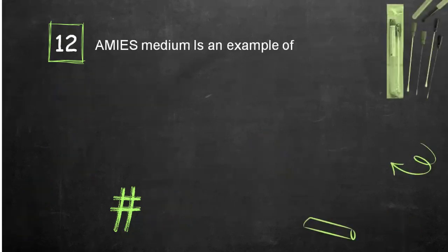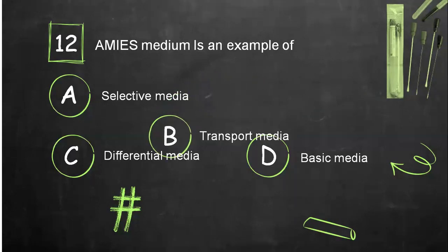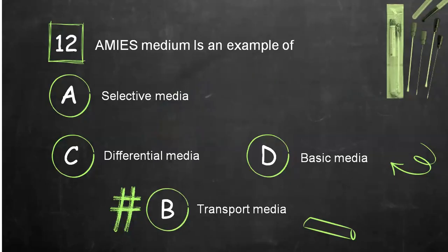Next question. MS medium is an example of option A, selective medium, option B, transport media, option C, differential media, option D, basic media. Here the right answer is option B, transport media. So what is meant by MS medium? It is an improved transport medium. It consists of charcoal and it prolongs the viability of pathogenic organisms.